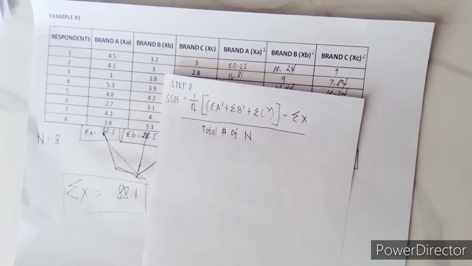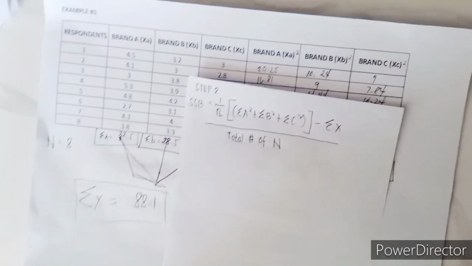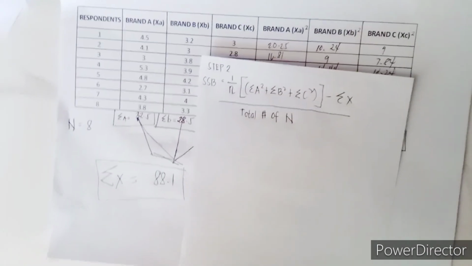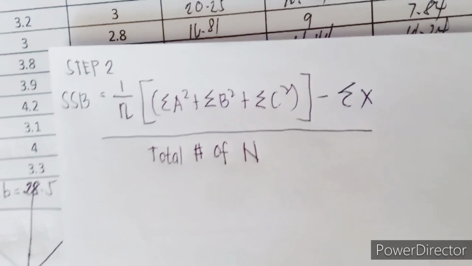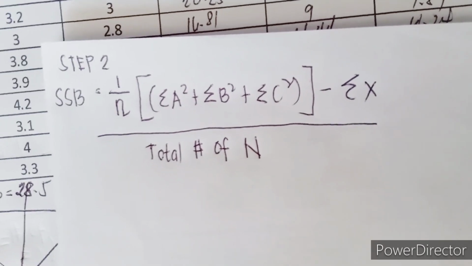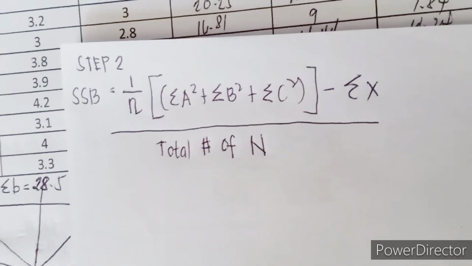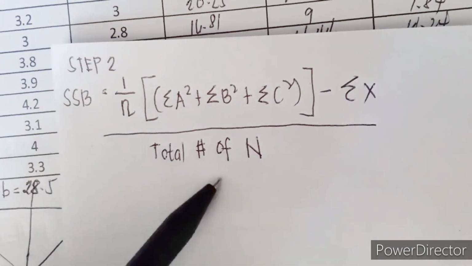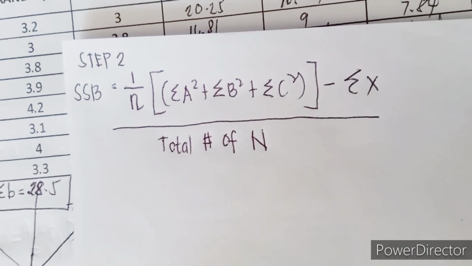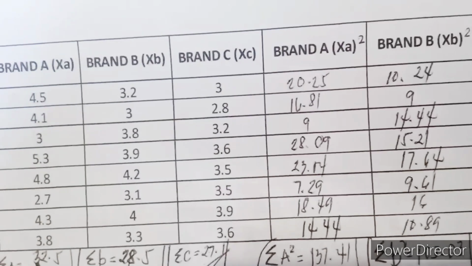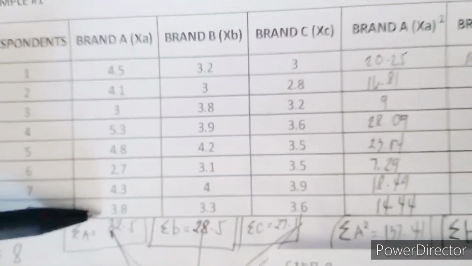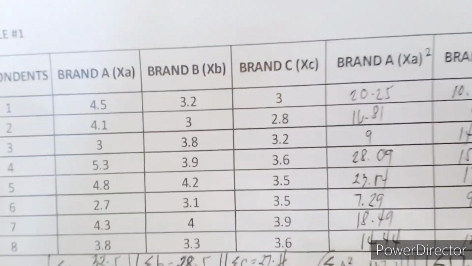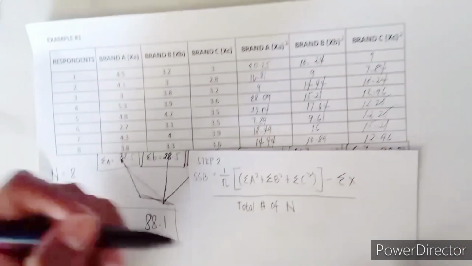Okay, let's proceed on our step 2, ang ating SSB, or what we call sum of squares between columns. Our formula is 1 all over n times summation of a squared plus summation of b squared plus summation of c squared minus summation of x all over total number of n. Sir Jason, ano yung total number of n? Lahat yan mga anak bibilangin natin. So 8 plus 8 is 16 plus another 8 is 24.